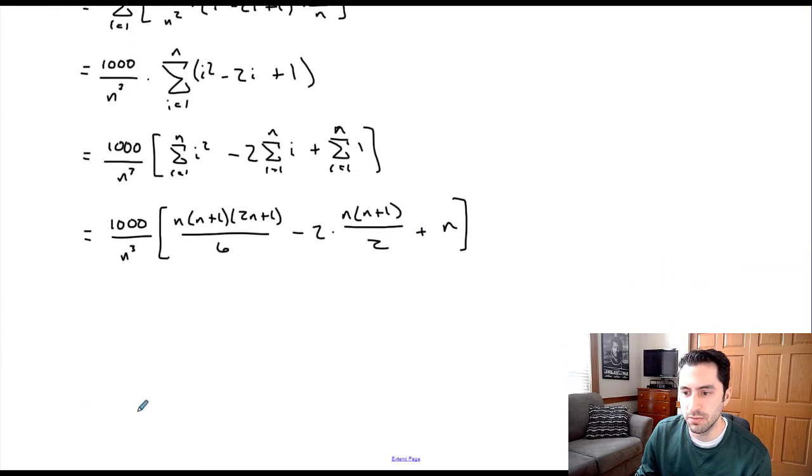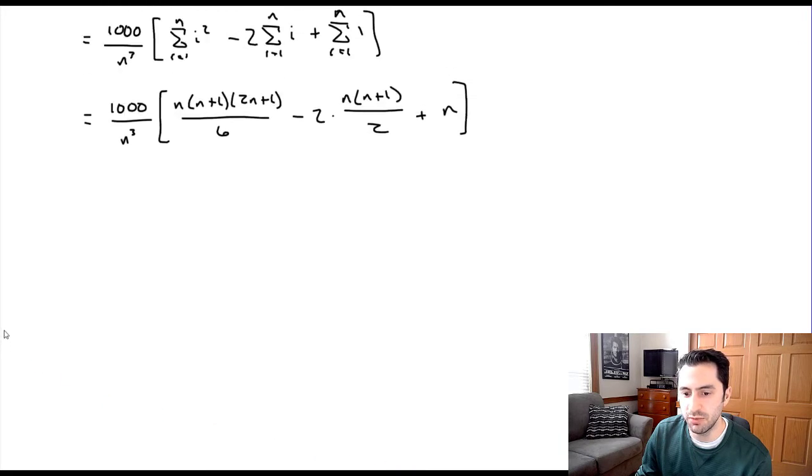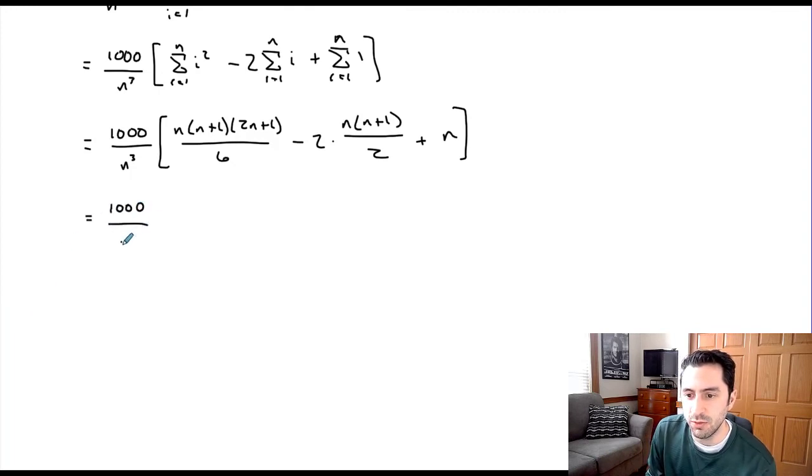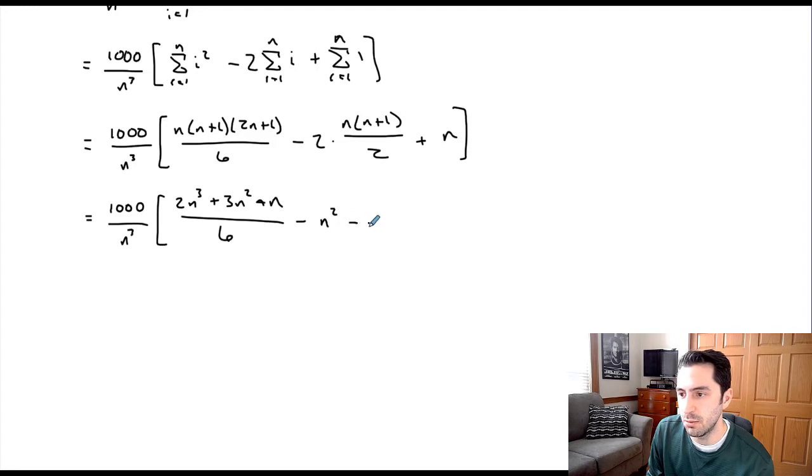All right, so now let's do a little bit of algebra, and we'll simplify this big expression. The first thing I'm going to do, within my brackets, in that first term, is multiply this all out. If we do that, we end up with 2n cubed plus 3n squared plus n, all over 6. In my second term, the 2 and the 2 in the denominator will simplify, so we just have minus n squared and minus n. And then we have our plus n here.